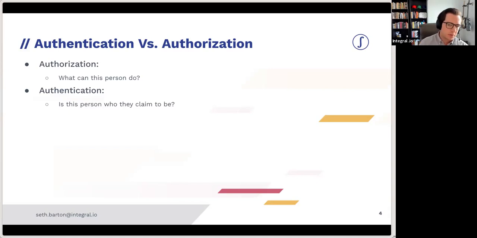Authentication, which is what we're mostly going to be talking about today, answers the question, is this person who they claim to be? Specifically, it's a technological way to answer that question. The most common way to do that is by asking them for a password, which in theory only they should know. And authorization is saying, okay, now we know who you are, but what can you do and what can you not do?